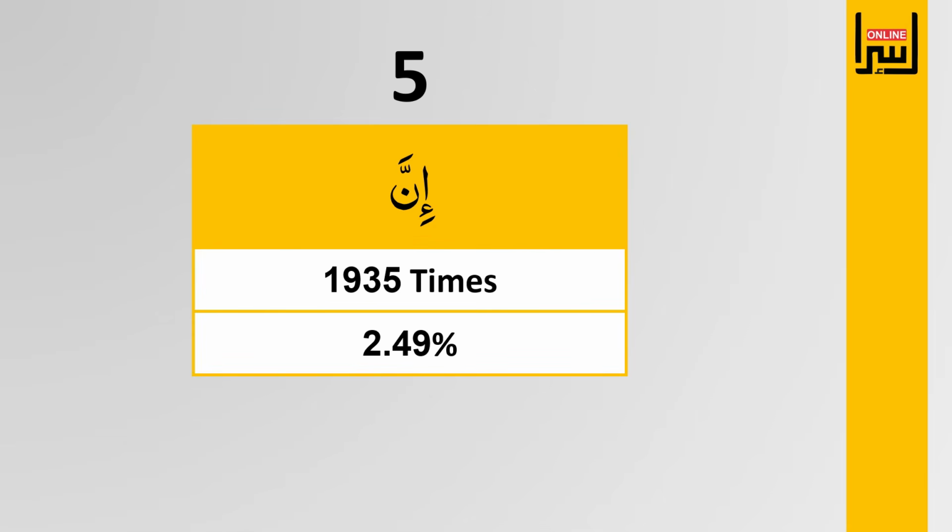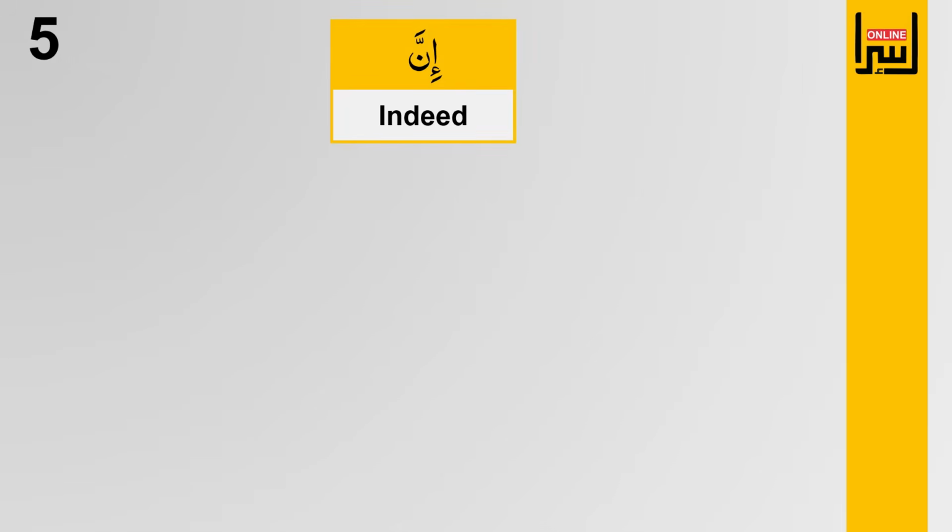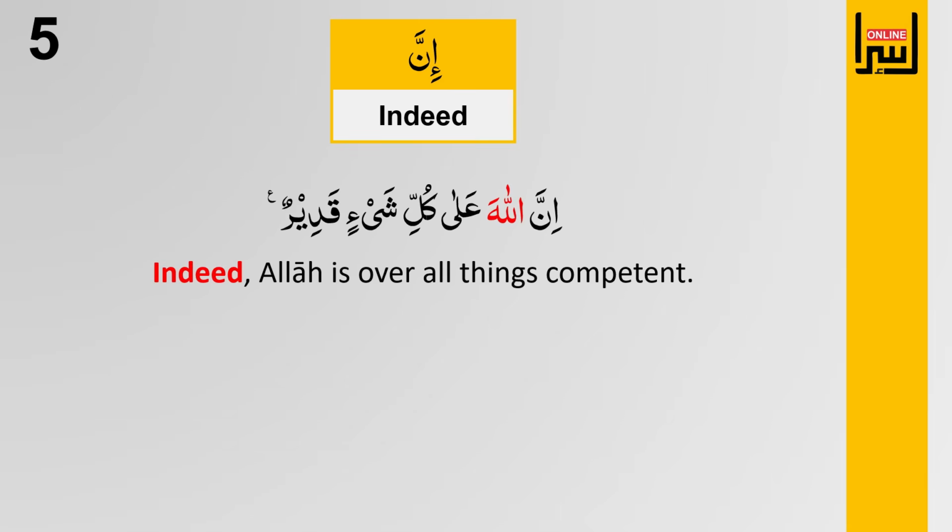Next comes fifth word, and it is inna. It is used 1935 times in the Quran. Inna is used to emphasize a statement. It means indeed. Inna Allaha 'ala kulli shay'in qadir. Indeed, Allah is over all things competent.